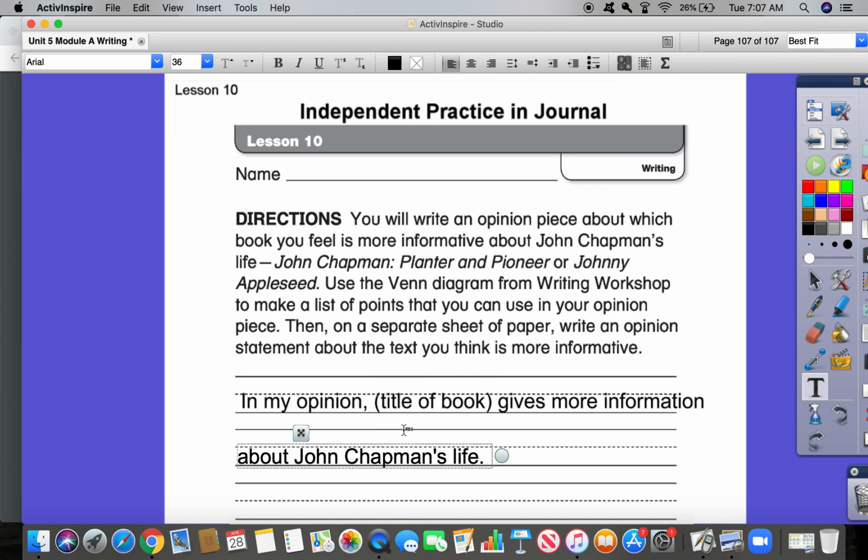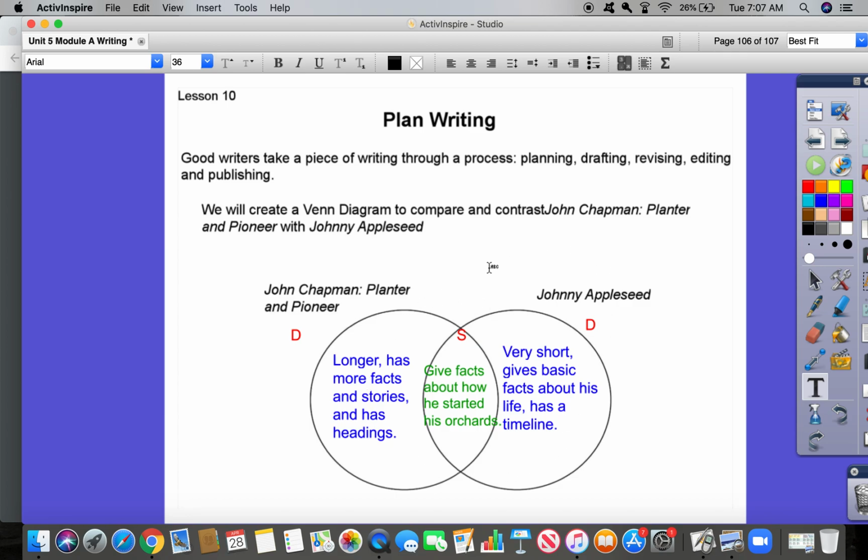So again, you're going to pick one of the books and put the title here, and then tell me why. Okay, and then remember, you can use this Venn diagram to help you. You might even want to add some more facts in there.